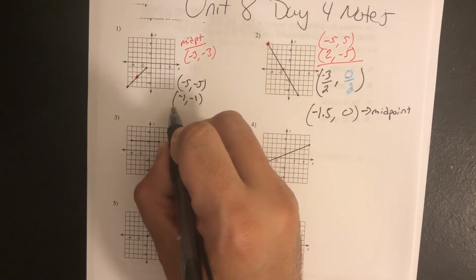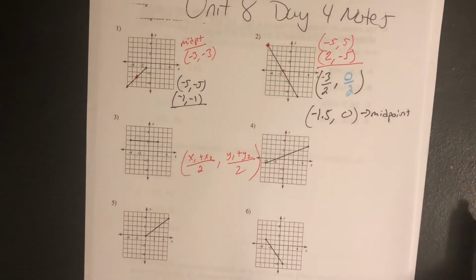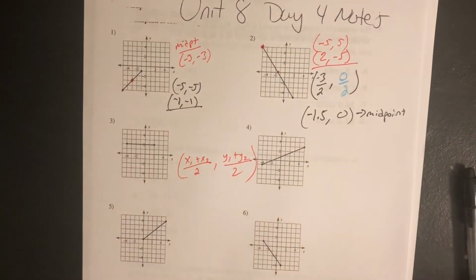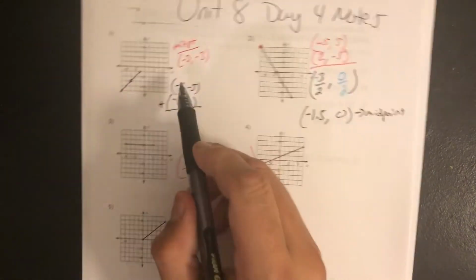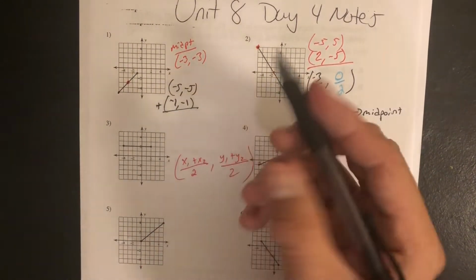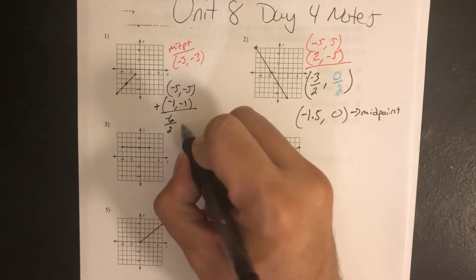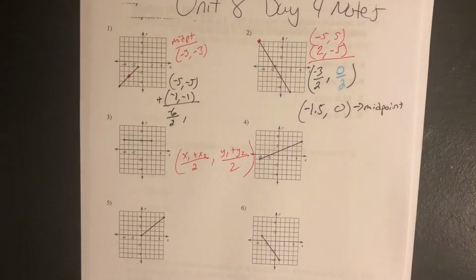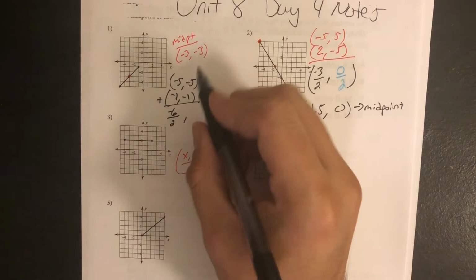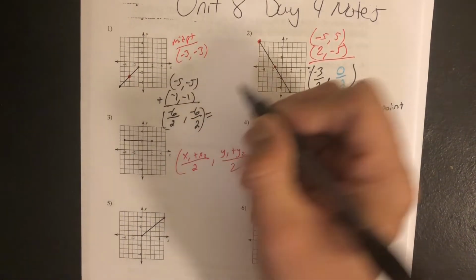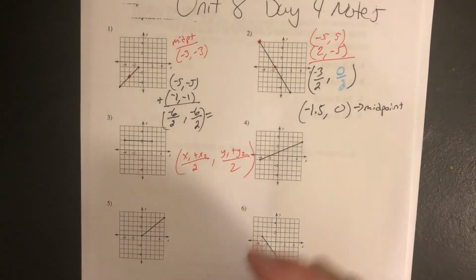Okay? So here we go. We add the x values together. So negative 5 plus negative 1 is negative 6. And don't forget to divide by 2 because we have to cut them in half. And then negative 5 plus negative 1 is negative 6 divided by 2. So yes, technically this is my midpoint, but let's simplify.